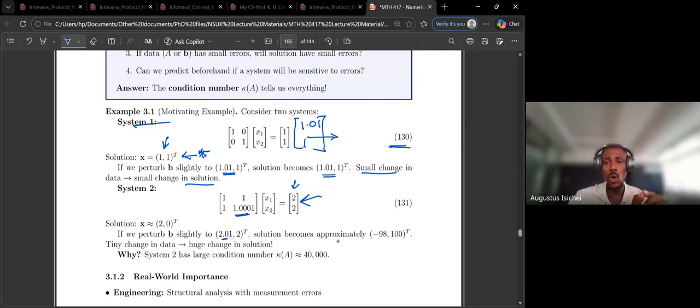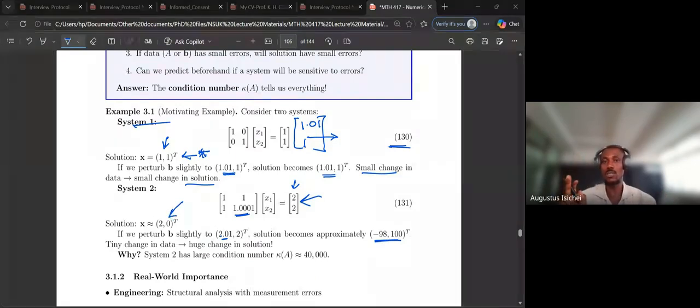The solution becomes approximately -98 and 100. Where did we come from? We are coming from here, a solution of 2, 0. By just introducing a tiny change in the data, that resulted in a huge change in the solution. Do you see that? Because we are dealing with a different system.